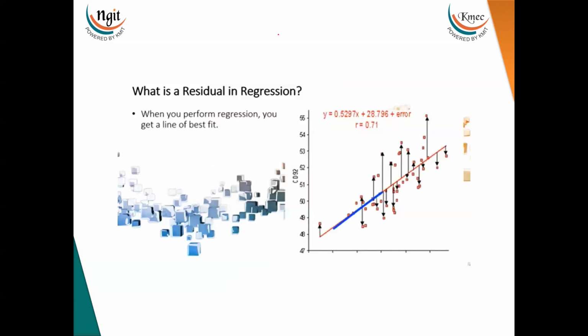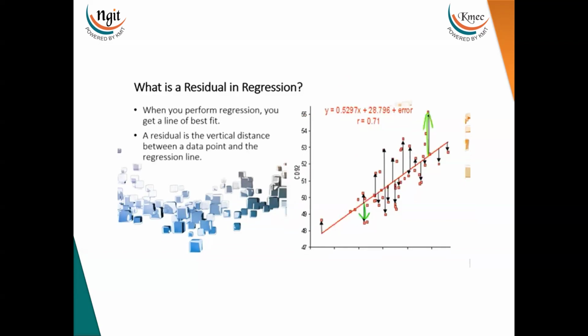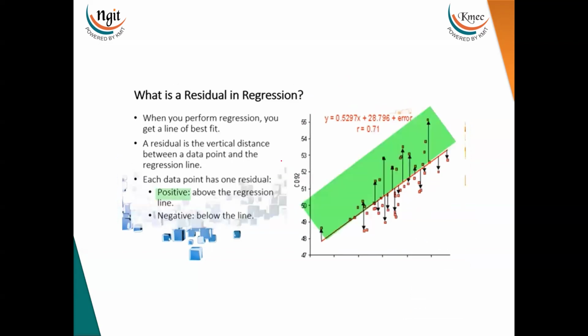When we perform regression, as I already told you, we are going to draw a line that best fits the data. So when you perform regression, we get a line of best fit. You can see this is a line of best fit. A residual is the vertical distance between a data point and the regression line. Here is a data point. The vertical distance from this data point to the line is called the residual. Each data point has one residual.